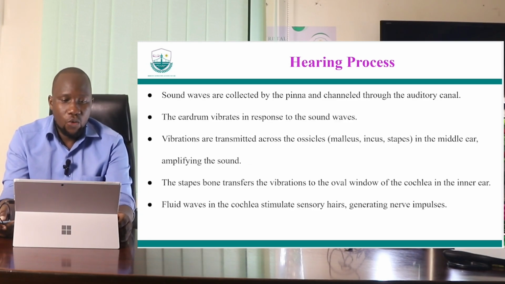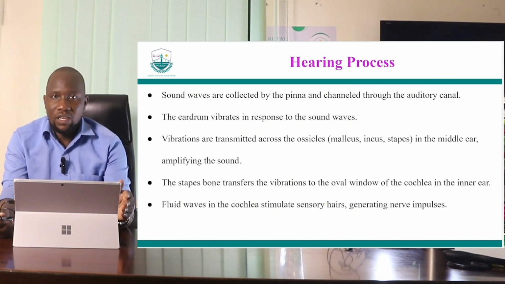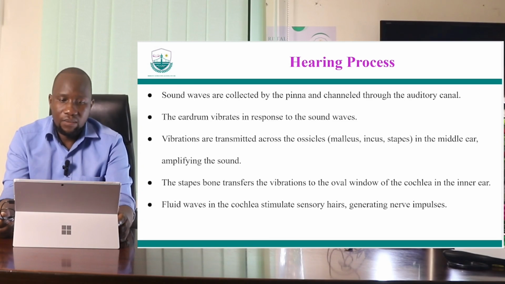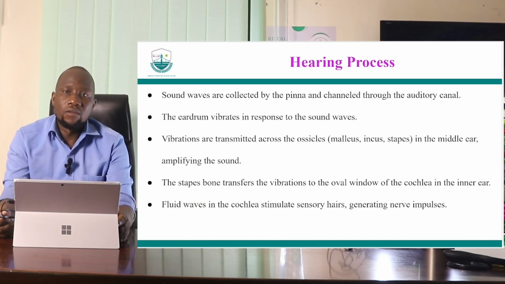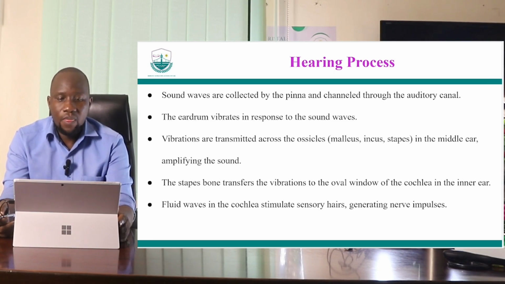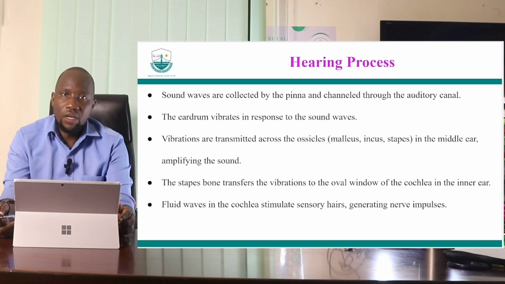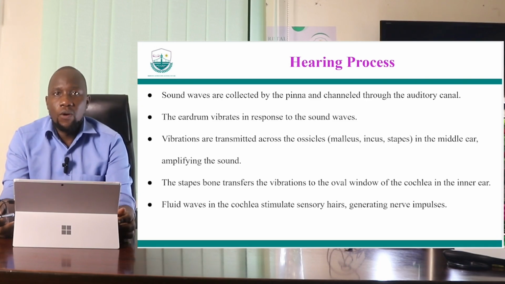If I may repeat it, the sound waves are collected by the pinna and directed to the auditory canal or the ear canal, and then they reach the eardrum, which responds to sound waves by vibrating. These vibrations are then transmitted from the eardrum through the 3 bones in the middle ear to the inner ear, which first encounters the oval window.